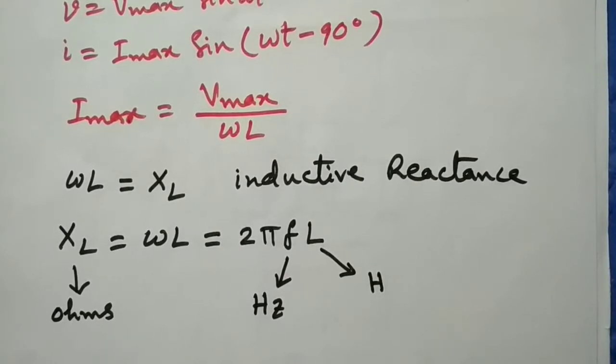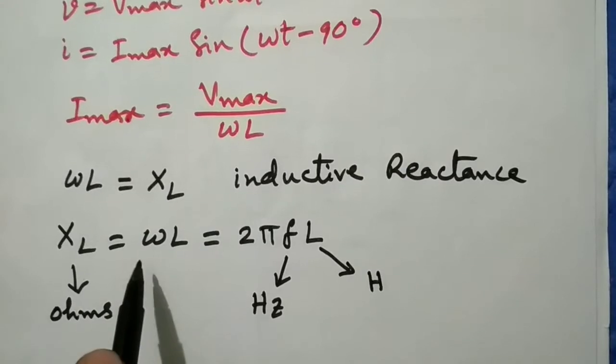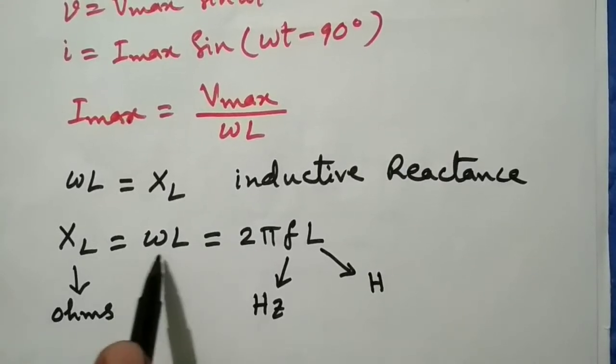During numerical calculations, if the frequency is given, then we can find the value of XL by using the 2 pi fL formula, and if omega, that is the angular velocity, is given in radian per second, then we can use XL equal to omega L.